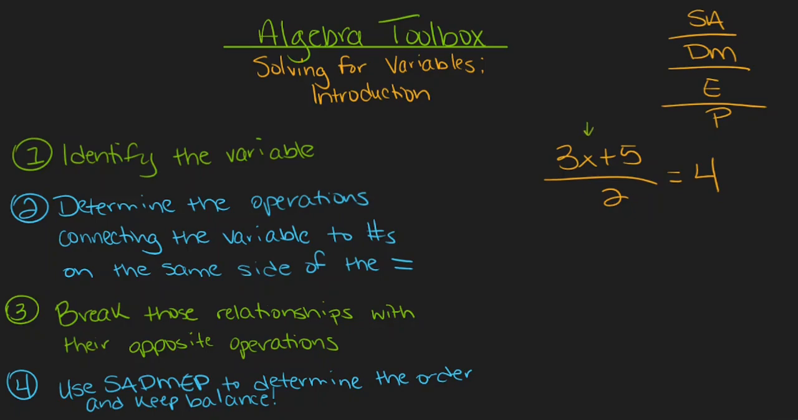Now that I know what my variables are, I can start thinking about the operations that are joining the variable to these other numbers. Well, I see one connection here between the 3 and the x. This is a multiplication connection. I see a connection here between the 5 and the x using addition, and I see a connection between the 2 and the x using division.